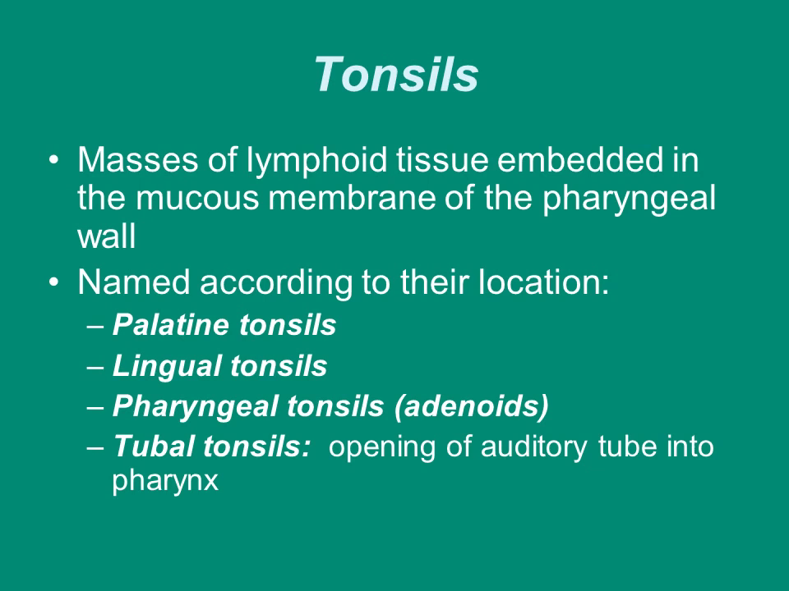The tonsils, you have four main sets of tonsils that are named according to their location. You have the palatine tonsils, the lingual tonsils, the pharyngeal tonsils, which are also known as your adenoids, and then the tubal tonsils.